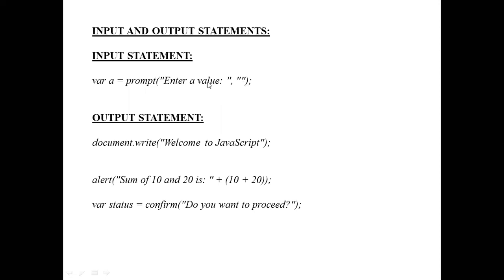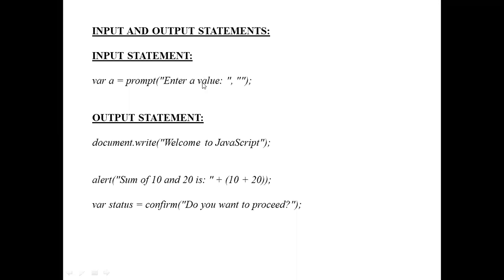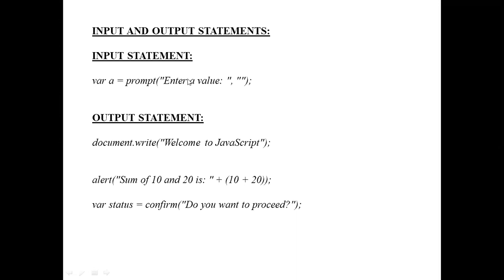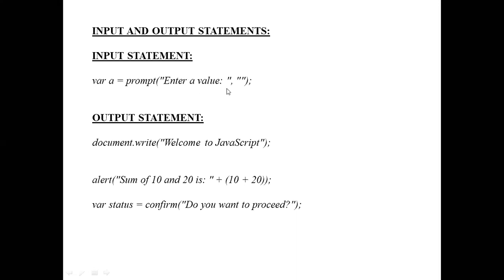It accepts two parameters. The first parameter is the string that will be displayed on the dialog box. When you execute JavaScript, a dialog box comes up, and this is the first string displayed on it. The second is the default input string in case the user does not provide any input. This is the default value.